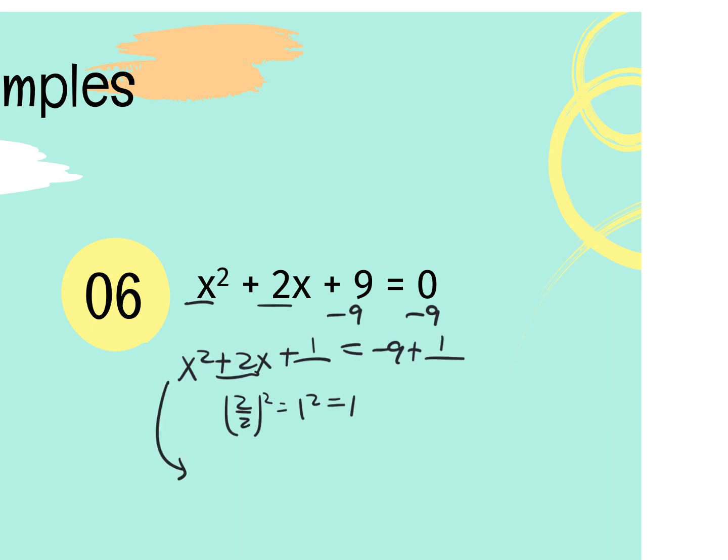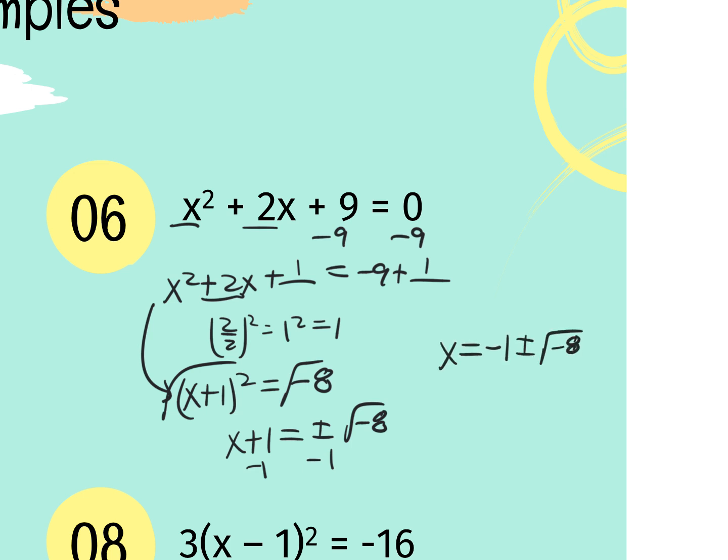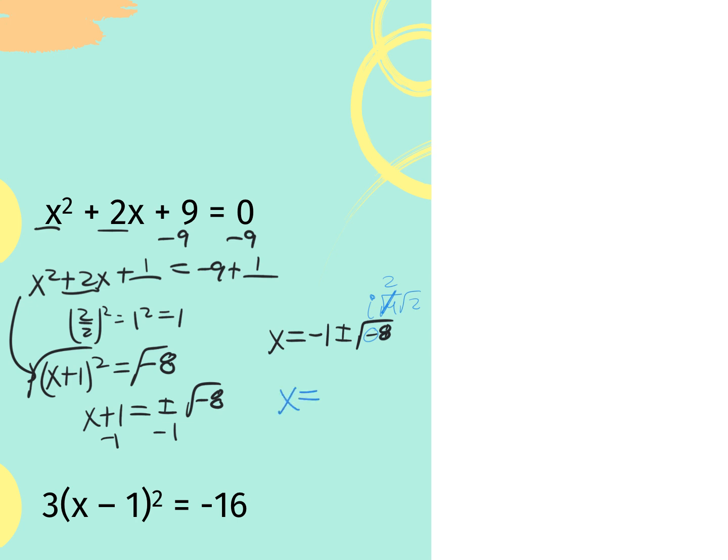All right, and so this left side is going to become our perfect square trinomial. So x plus 1 squared equals negative 9 plus 1, which is negative 8. And then I can square root both sides. Get x plus 1 equals plus minus the square root of negative 8. Subtract 1 on both sides, and I get x equals negative 1 plus minus the square root of negative 8. And then this, you just want to simplify as much as you can, right? So that negative is going to become an i, and the square root of 8 becomes the square root of 4, the square root of 2. And the square root of 4 is 2. So then I get as my answer x equals negative 1 plus minus 2i square root of 2.